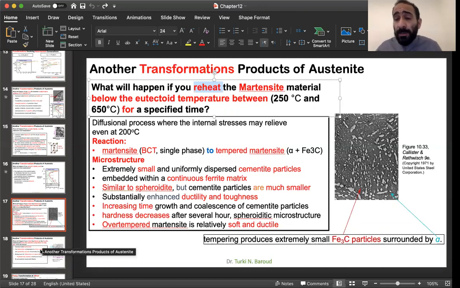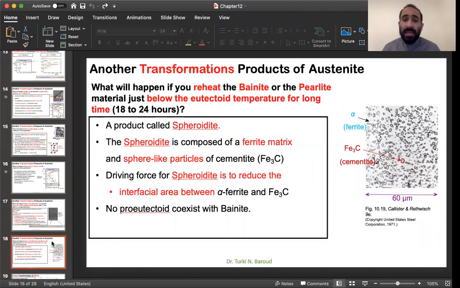Because we said pearlite and bainite are stable. If you cool down even to room temperature, they stay as they are. Right? What's going to happen if you take pearlite or bainite and heat it to a high temperature just below the eutectoid temperature? So what will happen if you reheat the bainite or pearlite material just below the eutectoid temperature for a long time, from 18 to 24 hours? Well, what's going to happen?